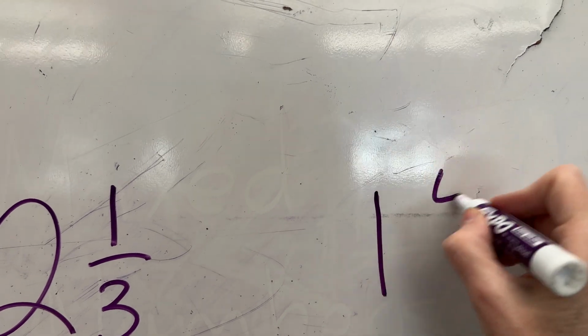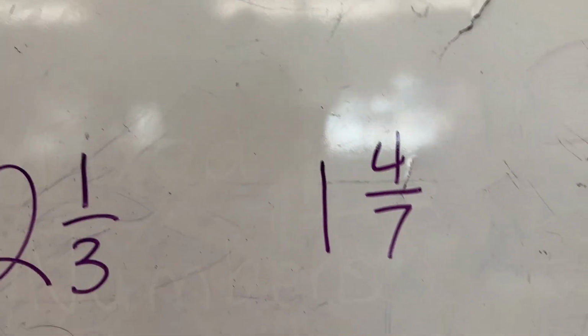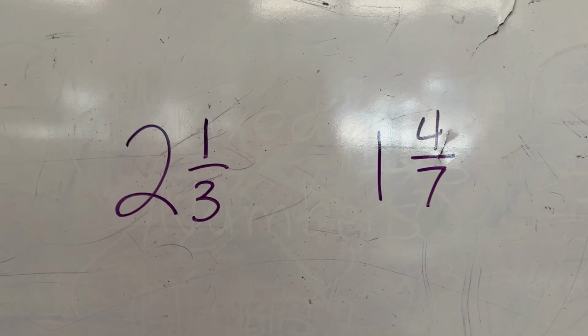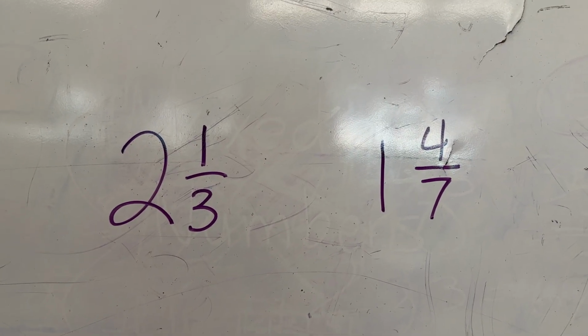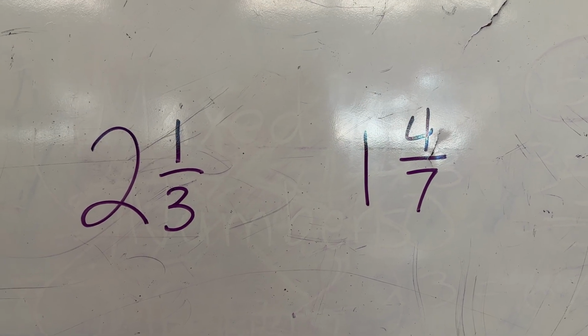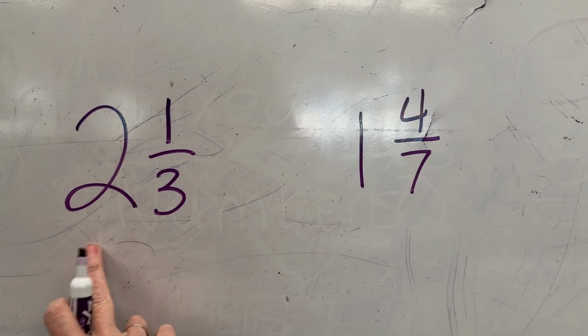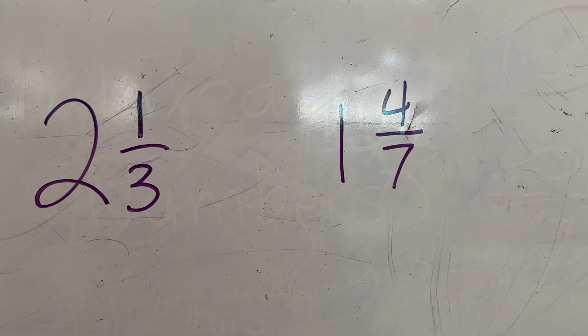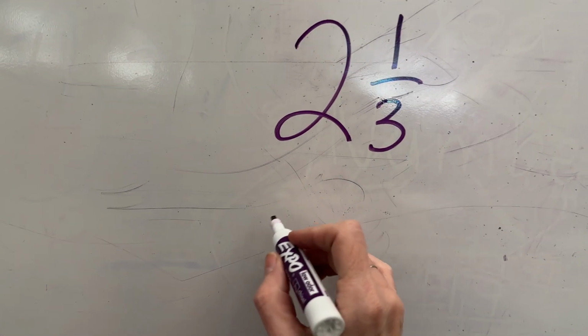1 4/7. Mixed number. We can compare mixed numbers just like we can compare fractions and whole numbers. On this one, it seems fairly clear which one is bigger. 2 is bigger than 1, so 2 1/3 is going to be bigger than 1 4/7. But let's go ahead and model it anyway.